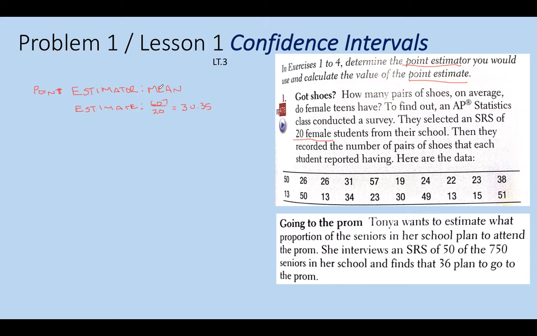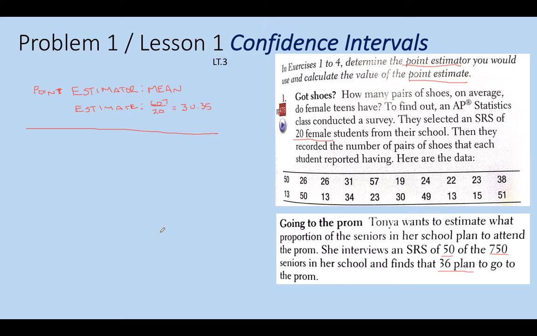So if we chose mean as our point estimate, our estimator, then the point estimate would be 30.5. All right, the second one down here, different problem, going to the prom. Tanya wants to estimate what proportion of the seniors in her school plan to attend prom. She interviews 50 people of the 750 total in her school and finds that 36 plan on going. So again, you might think, is this quantitative or categorical? And this is categorical. It's binomial.